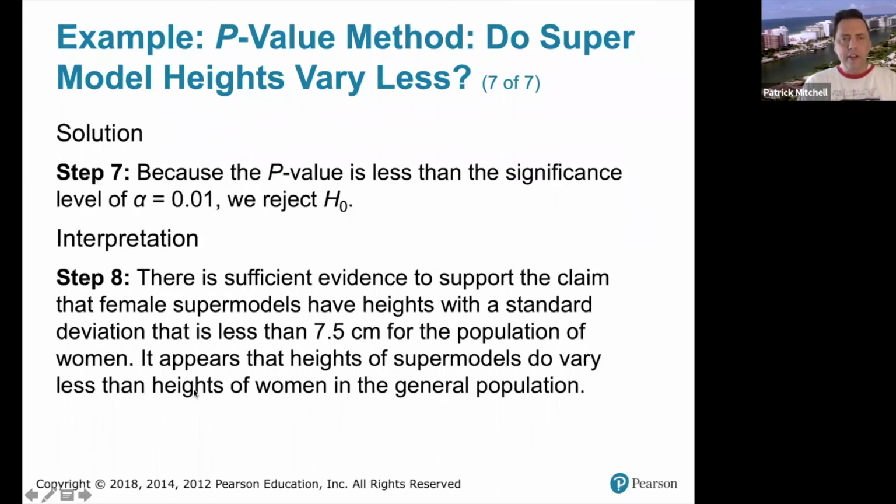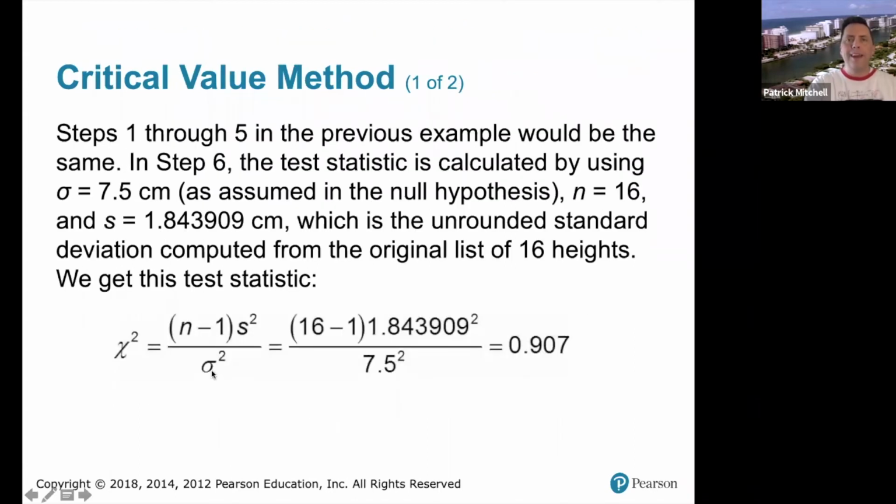All right, so the interpretation is that there is sufficient evidence to support the claim that female supermodels have heights with a standard deviation that is less than 7.5 centimeters for the population of women. It appears that heights of supermodels do vary less than heights of women in the general population. And I think that kind of makes sense.